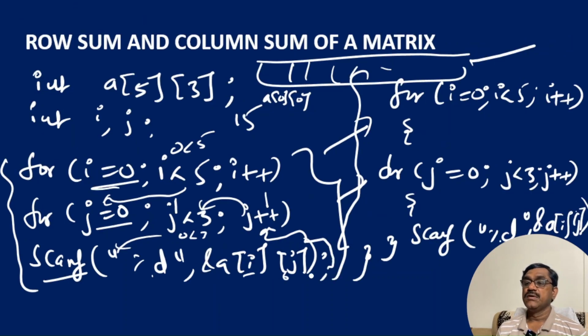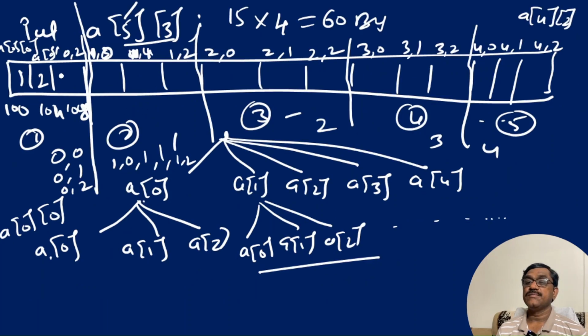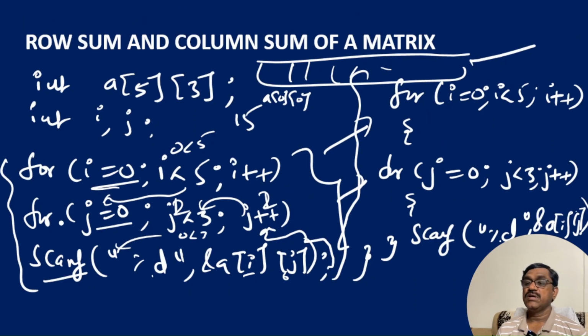After that, again the semicolon. Now j value is incremented by 1, so 2. 2 is less than 3. Yes, the condition is true. Now again we are reading the element. The scanf statement is executed again, and assume that we have entered the element 3. We have read the elements, right? After that, again we have the semicolon. Now j value becomes 3.